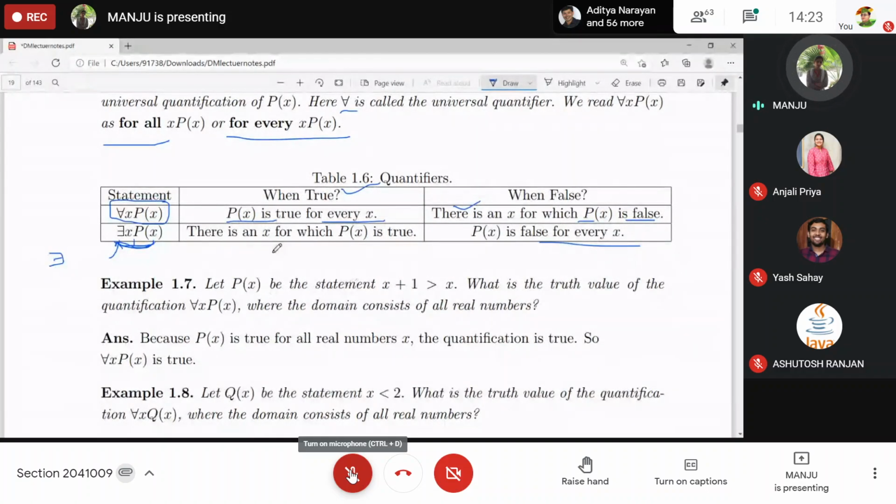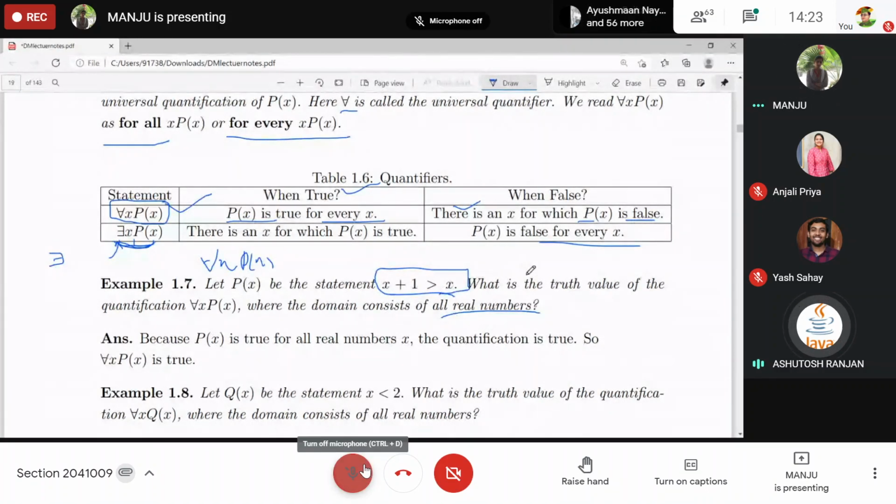Now we can talk about the truth value of these quantifications. Now it has become a proposition. P(x) is not a proposition, but if you quantify it, it will be a proposition. You can talk about the truth value of for all x P(x) for a defined domain. For example, the domain is the real numbers. For all real numbers, is the statement true? Yes, ma'am. True.